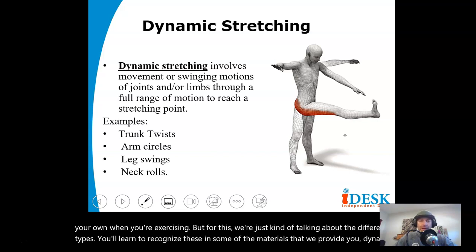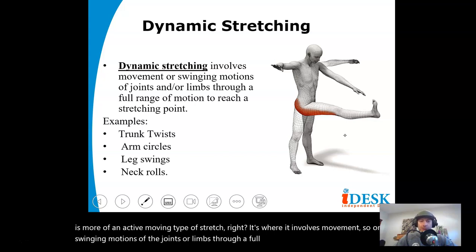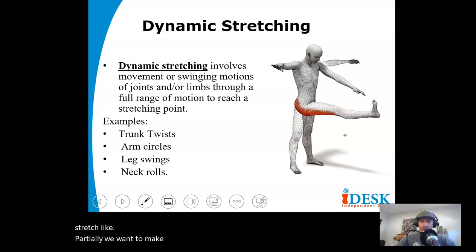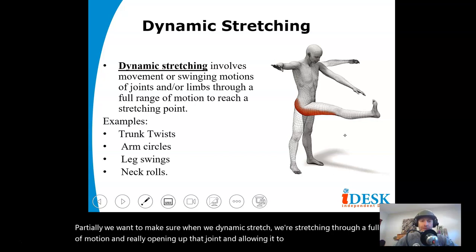Dynamic stretching is more of an active, moving type of stretch, right? It involves movement, or swinging motions of the joints or limbs through a full range of motion to reach a stretching point. So notice that I said full range of motion, so that we don't want to just stretch partially. We want to make sure when we dynamic stretch, we're stretching through a full range of motion and really opening up that joint and allowing it to do what it's able to do.